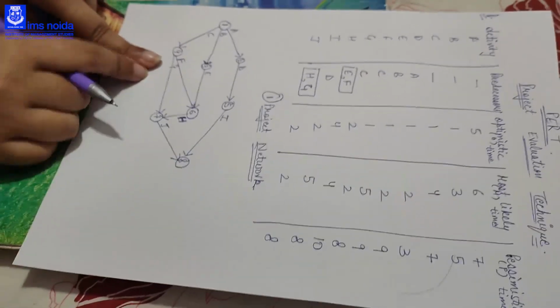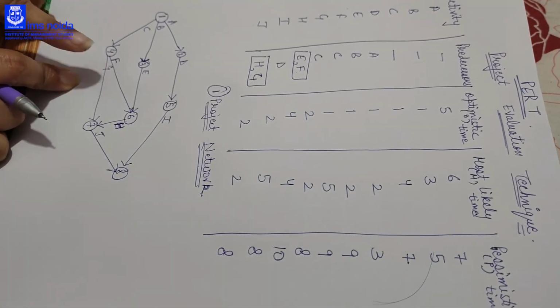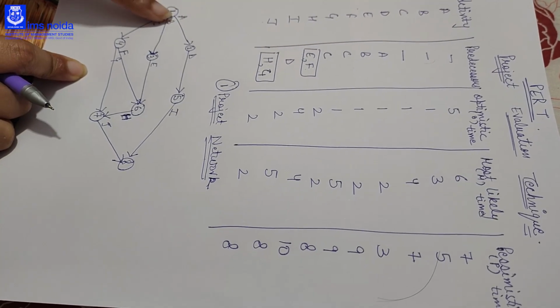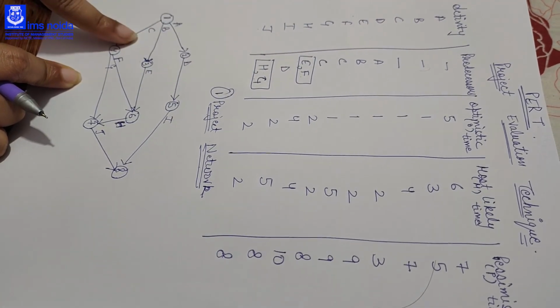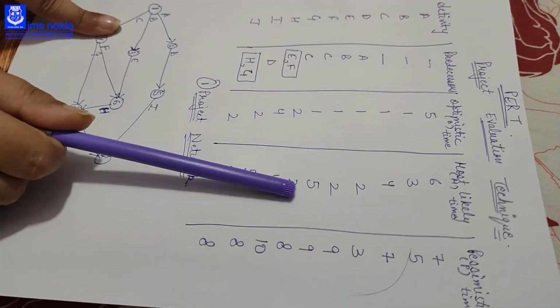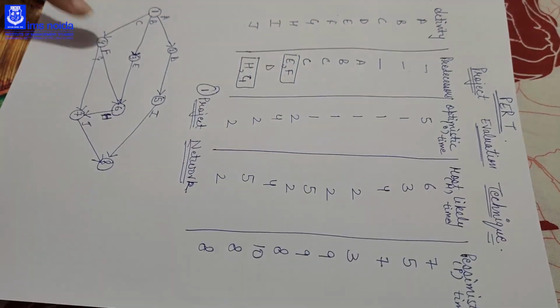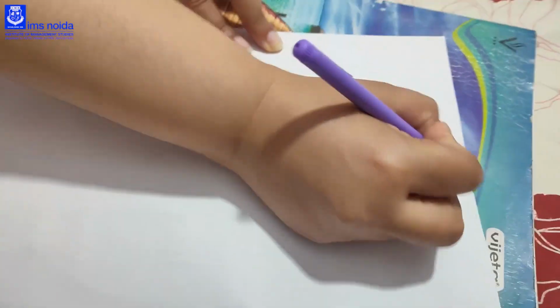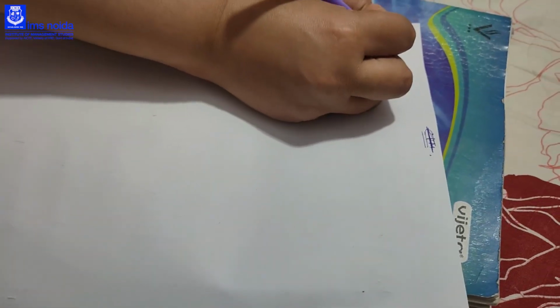We have made the project network. Now you might be thinking that in the critical path method we wrote the duration, but here we do not have any kind of duration. We have optimistic, most likely, and pessimistic time. So to find the duration in the project network, we have to find the mean duration.